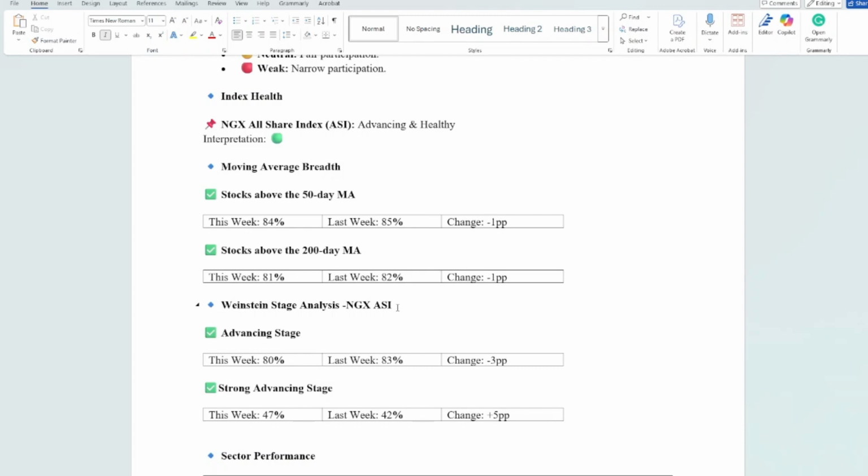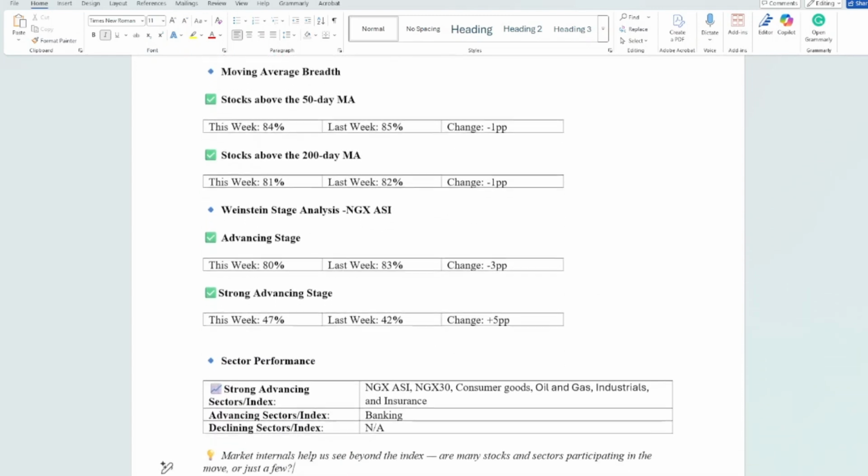The next measure that is important in arriving at this market internals is the Winston stage analysis. Now, what are we looking for? We are looking for the percentage of stocks that are in an advancing stage. This week it ended at 80% compared to 83% the prior week. So if you subtract 80 from 83, it is minus 3 percentage points. 80 is also an A grade, right? So we check it A. Also, the last measure we are trying to understand is the percentage of stocks that are in a strong advancing stage, right? From these stocks, we want to see a final set of them, those who are actually in a strong advancing stage. This week we had 47% compared to 42% the prior week. So that is even a 5 percentage point increase. So these are all positive metrics. So there is no point to be worried about the All Share Index. The market is going up.